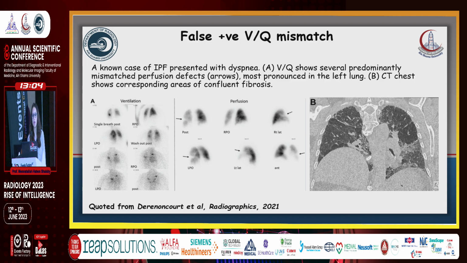Another case, known IPF, presented with dyspnea. It shows predominantly mismatched perfusion defects, most pronounced in the left lung. The CT shows corresponding areas of confluent fibrosis, no pulmonary embolism.